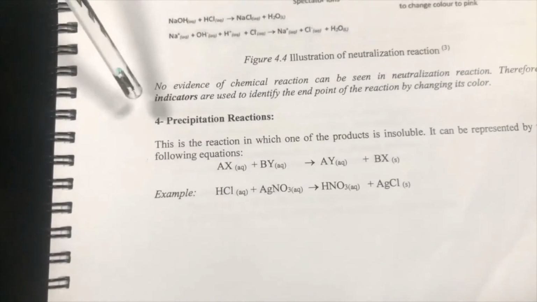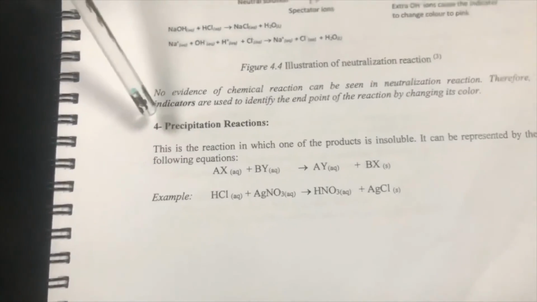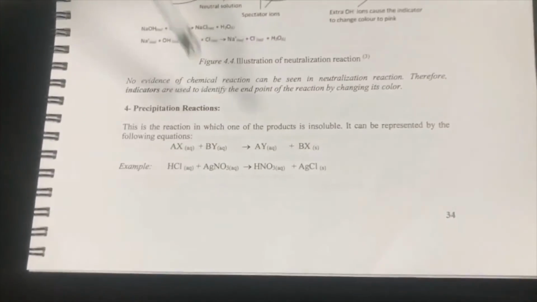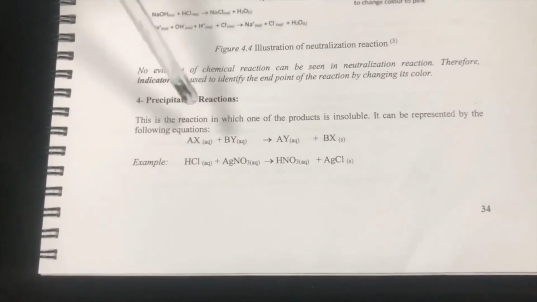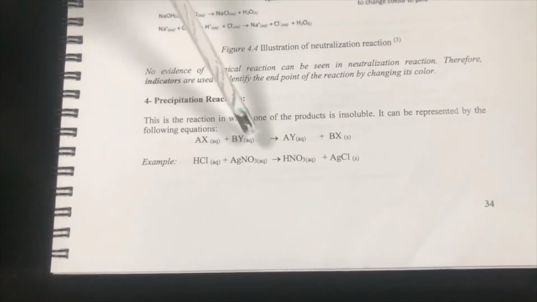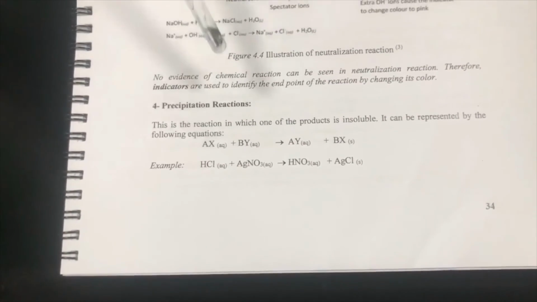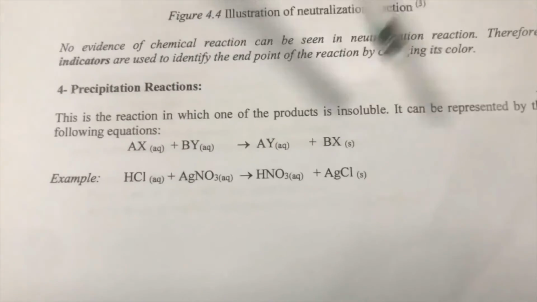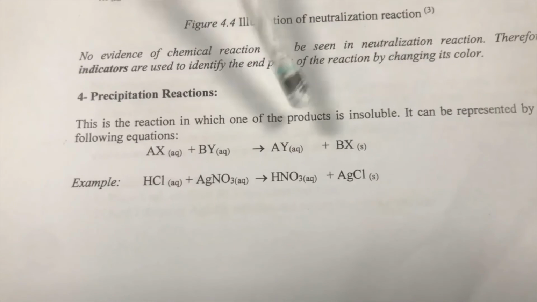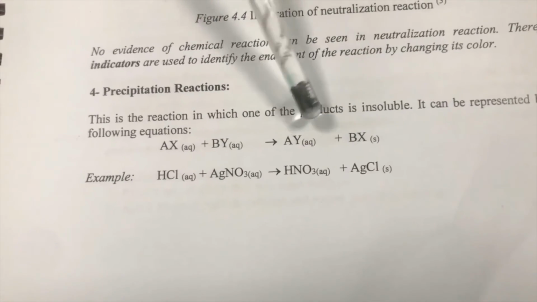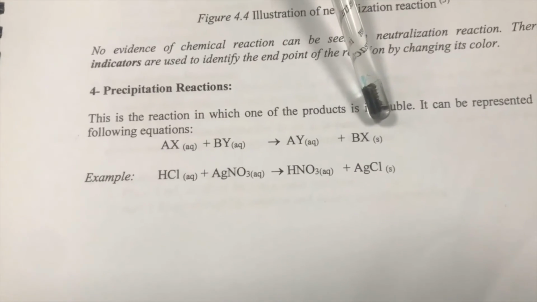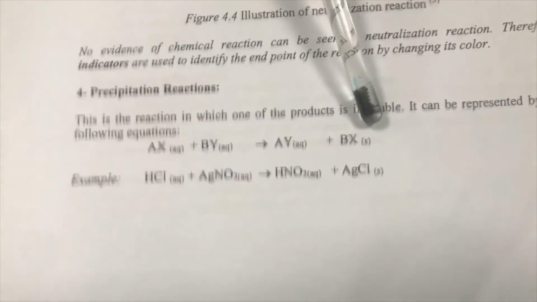The fourth type of chemical reaction that we are going to study is known as precipitation reaction. In the precipitation reaction, when we mix two aqueous chemicals, like you can see AX aqueous and BY aqueous, it will be a type of replacement or double replacement, whatever it is. One of the products will be a solid. You can see here BX, the product is solid.